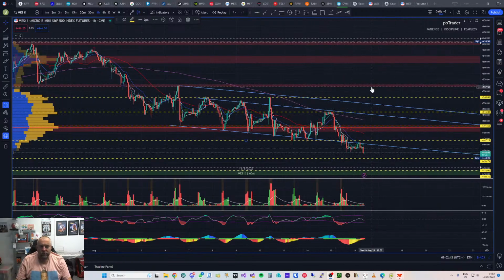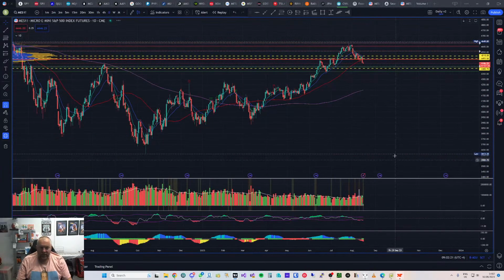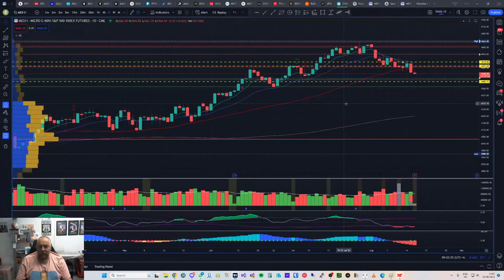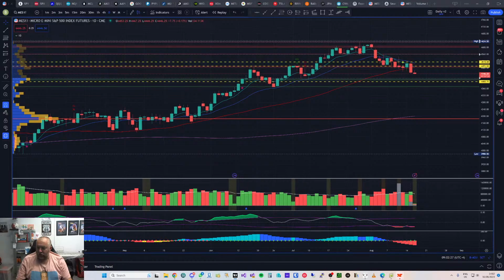Anyway, on my screen is the MES 1 hour time frame. I'm just going to quickly look at the daily first so we know where we are. So this potential head and shoulders pattern I've been talking about for a few days looks like it might possibly be setting in.